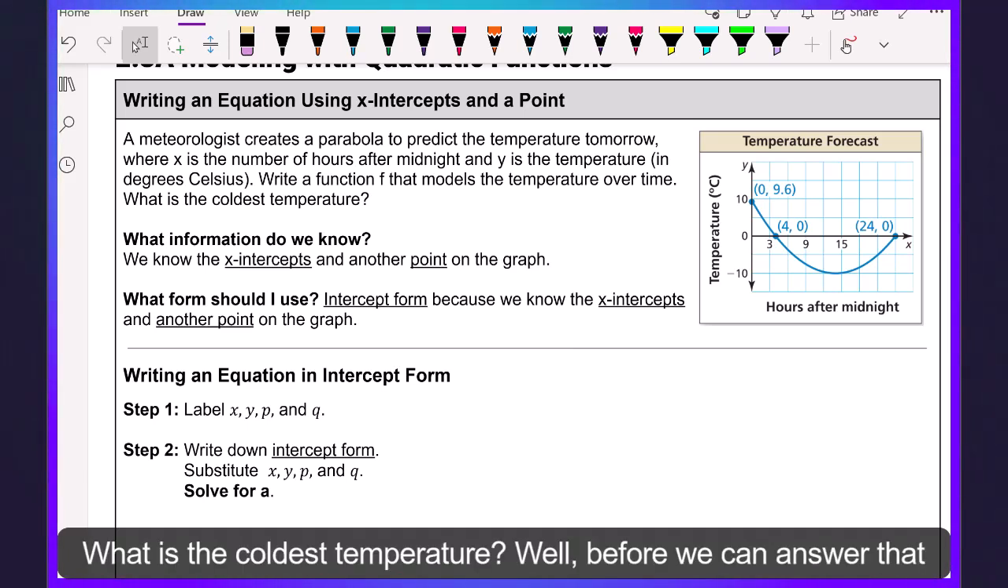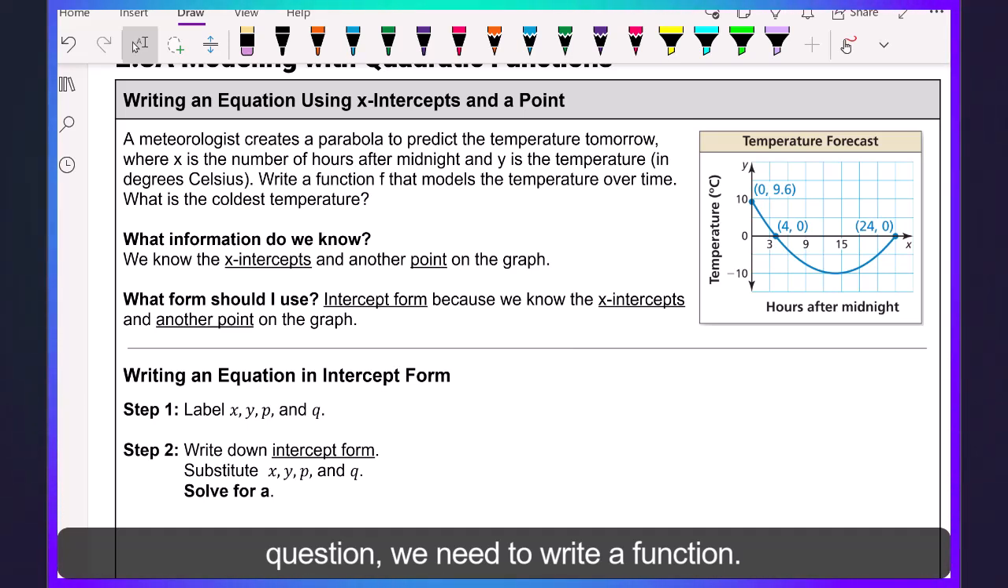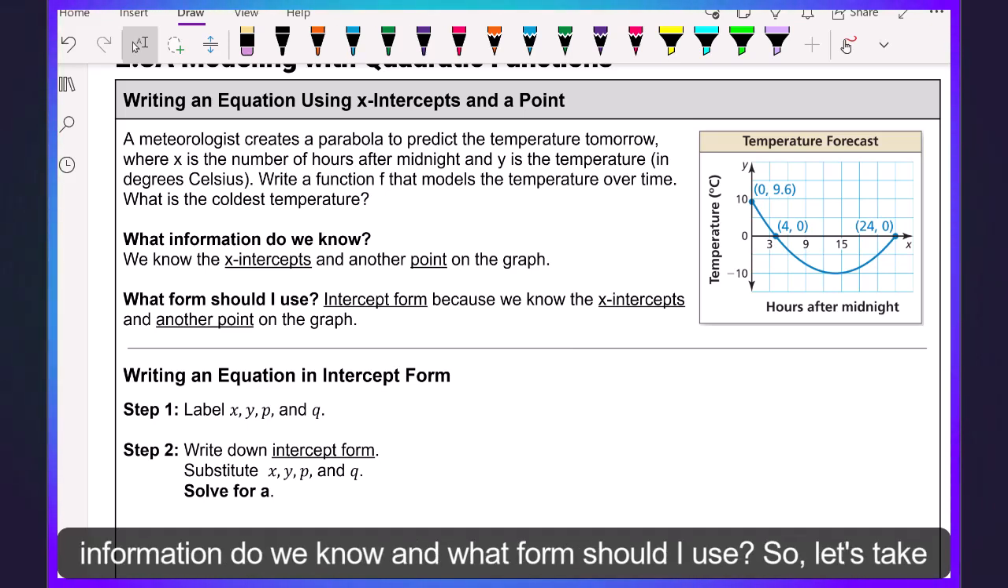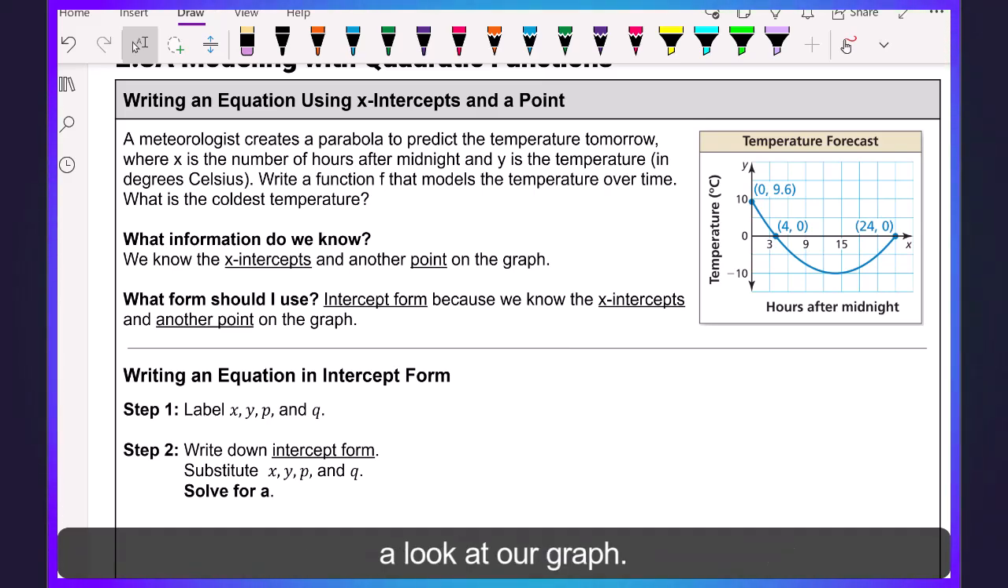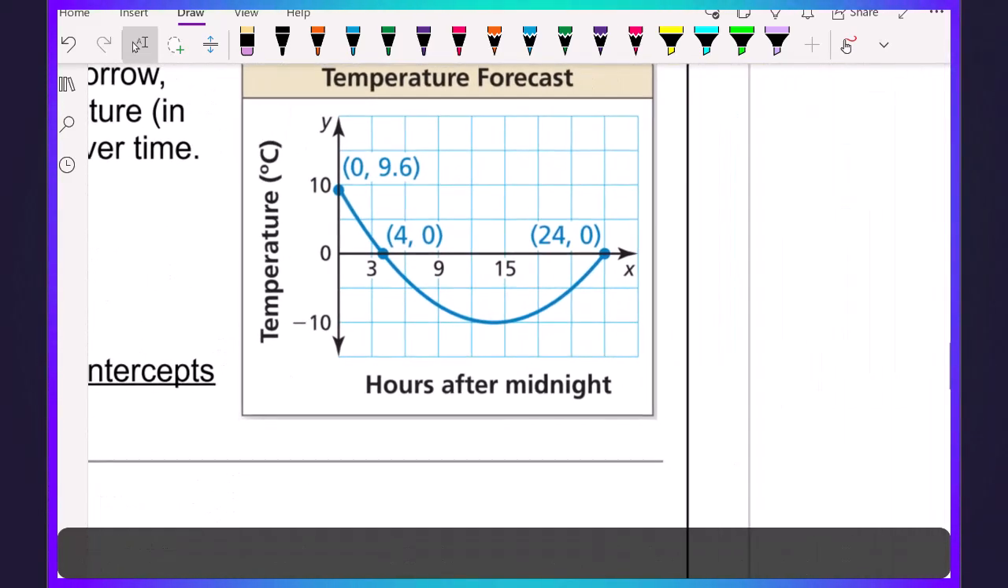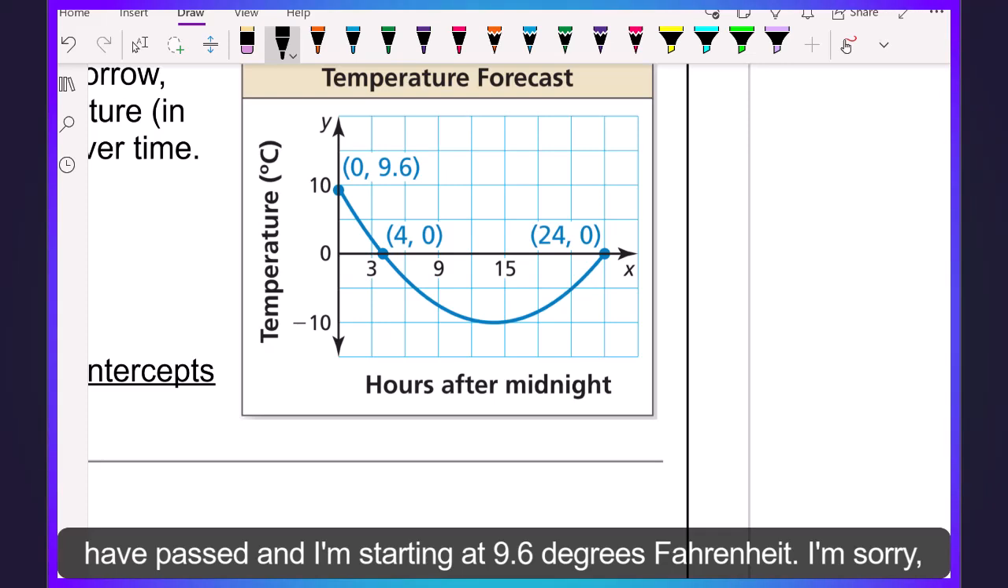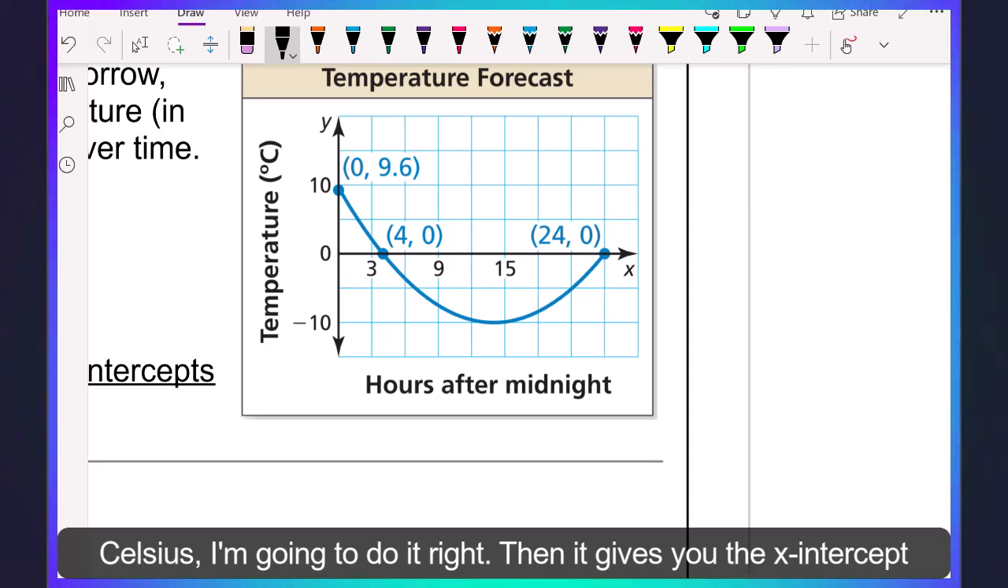Well, before we can answer that question, we need to write a function. What are the two questions we need to ask ourselves? What information do we know? And what form should I use? So let's take a look at our graph. As you see the graph, we're starting right here. So no hours have passed, and I'm starting at 9.6 degrees Fahrenheit. I'm sorry, Celsius. Let me do it right.